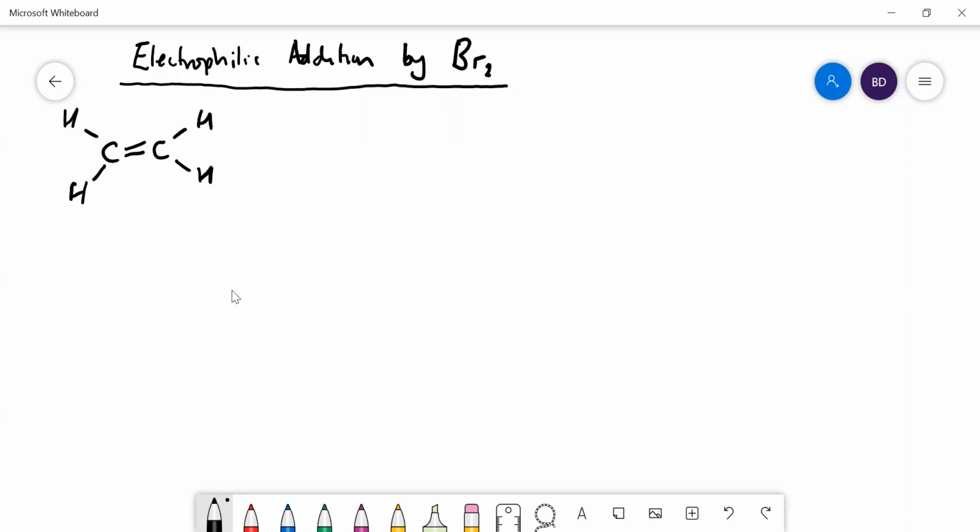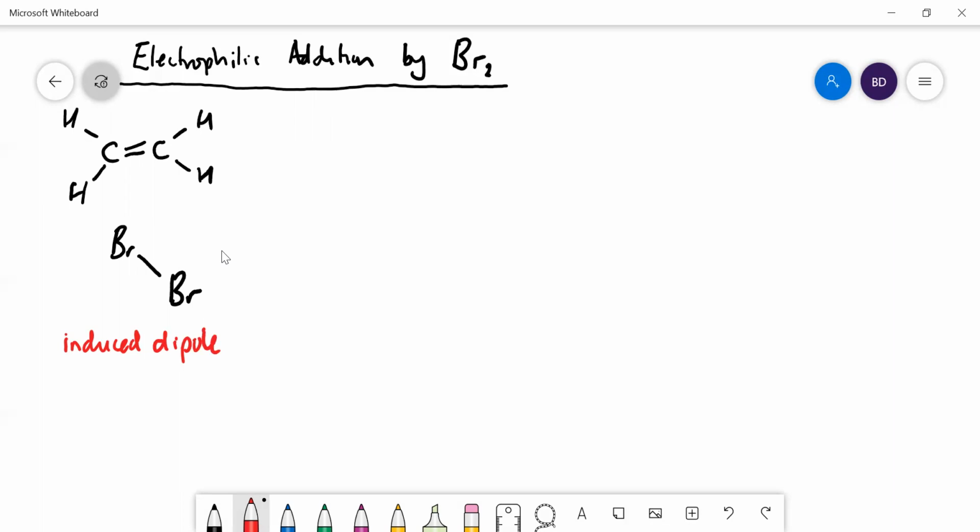You may be a little bit surprised to be talking about electrophilic addition by Br2, because of course there is no permanent dipole in that molecule, is there? The bromines obviously have the same electronegativity. So what happens here? Well, there isn't a permanent dipole, but you get an induced dipole, which you have heard about before when we talked about van der Waals forces.